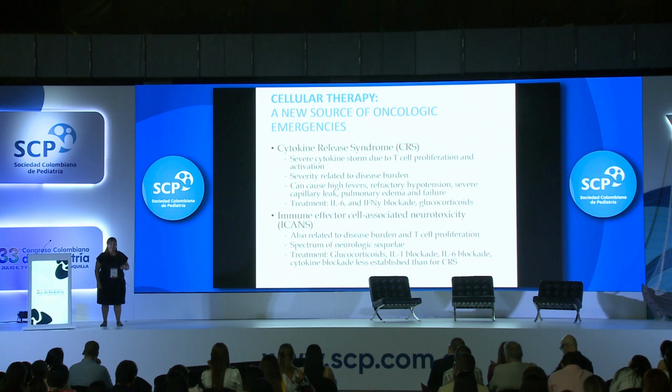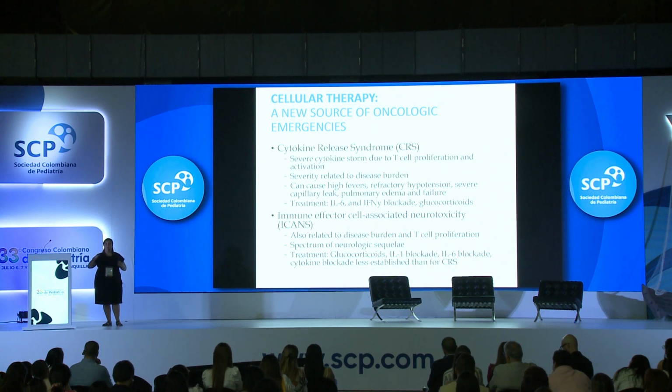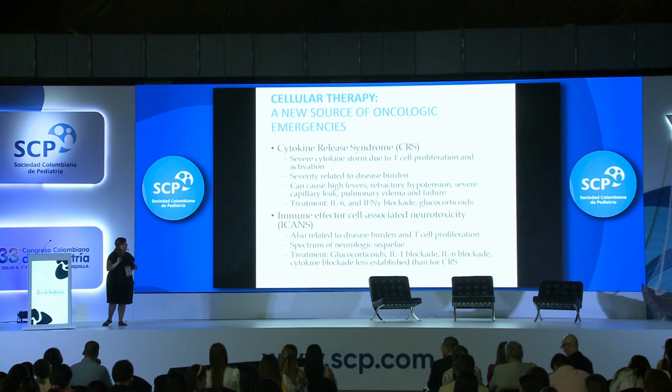CRS, or cytokine release syndrome, is a severe cytokine storm due to T-cell proliferation and activation. This severity is related to disease burden, although we have patients who have low disease burden who get very bad CRS, and we've also had patients who have very high disease burden who don't get CRS. So although the correlation is there and is very important to predict severe CRS, it's not perfect.